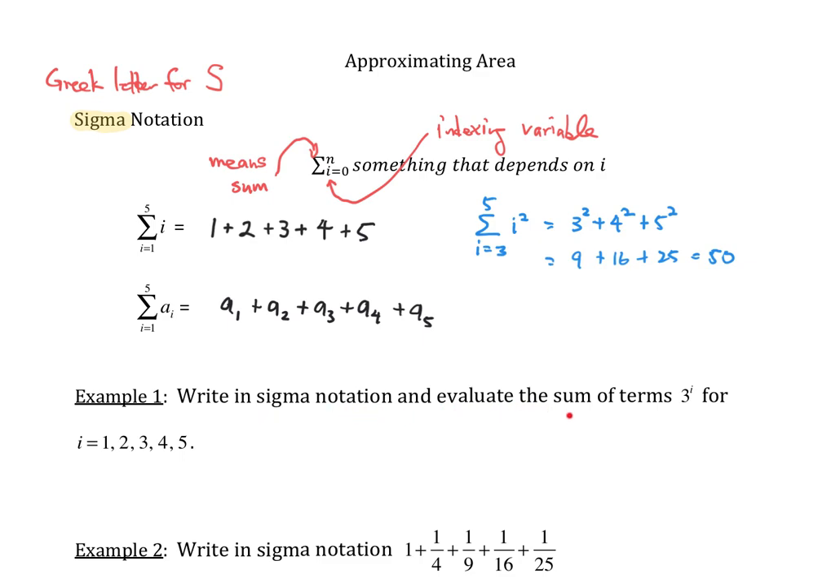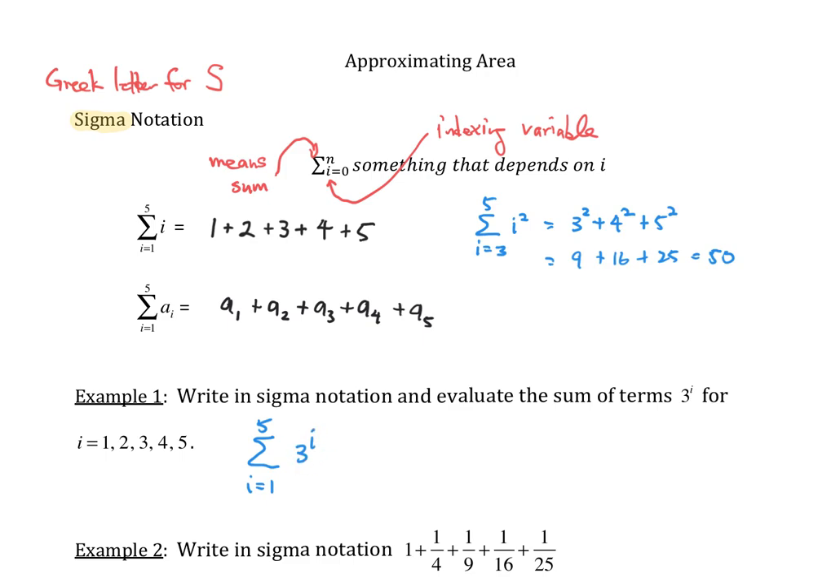All right. So if we take a look at example 1, it's asking us to write in sigma notation and evaluate the sum of the terms 3 to the i for i ranging from 1 to 5. So when we write this out, this is going to be sigma, because sigma means sum. i is going to start at 1, it's going to go to 5, and then we're going to write 3 to the i for the inside part. This inside part is called the general term. This is the general term, okay?